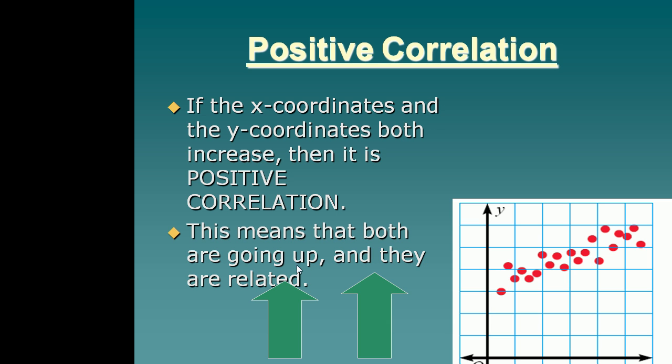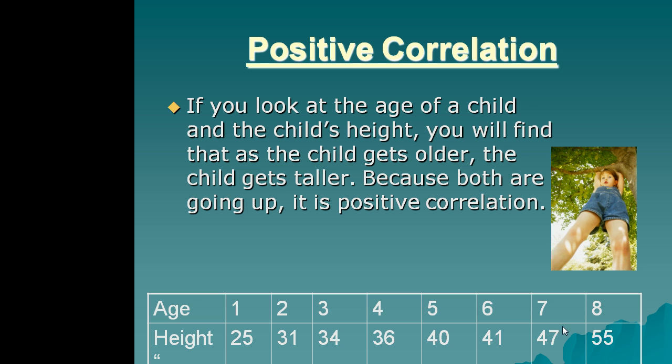So that means that they are both going up and they are both related. So here's a real world example of a positive correlation. If we look at the age of a child and the child's height, so we're talking about children here, you'll find that as the child gets older, the child becomes taller. So as one variable increases, the other also increases.